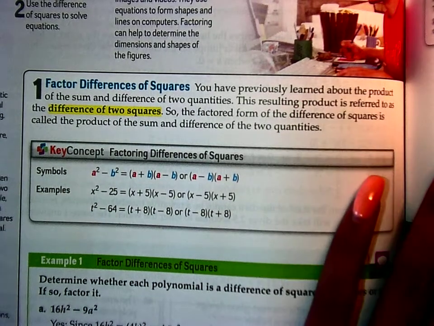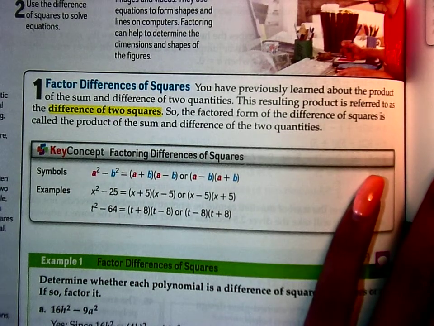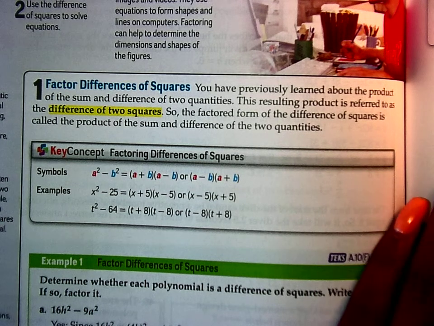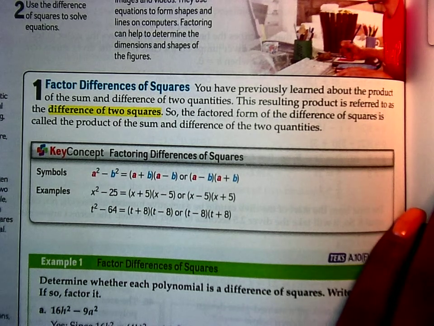Okay? So here's what we're going to write for our examples. We're going to do an example of a difference of squares. So let's do 16h squared minus 9a squared.